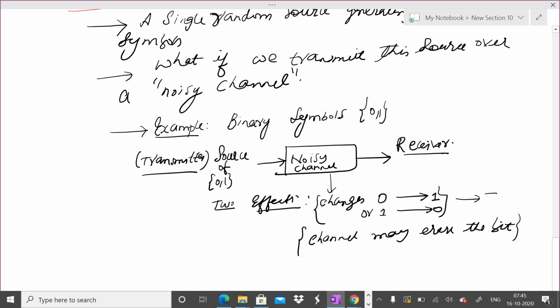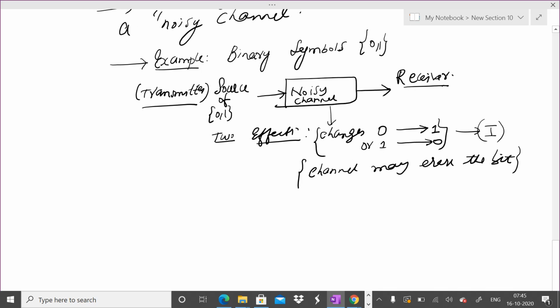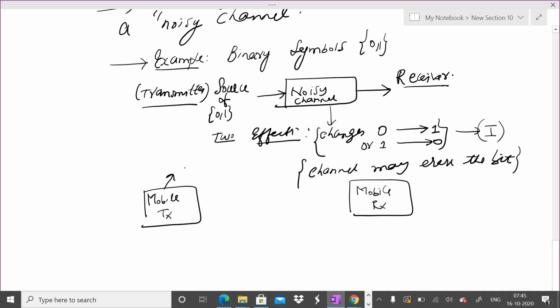This effect 1 is more prominent and appeals more to our common sense. Suppose here is your mobile at the transmitter side, and here is your mobile at the receiver side. We are not concerned about the circuits, how modulation is done, or what the actual channel is. Suppose you transmitted some symbol containing zeros and ones. Suppose you transmit 1. The receiver may receive either 1 or 0. That is the end result.